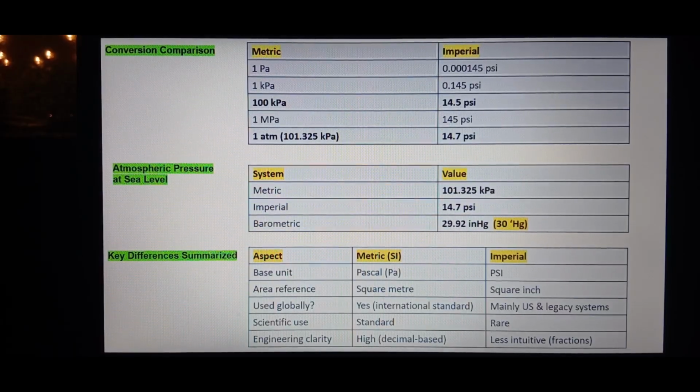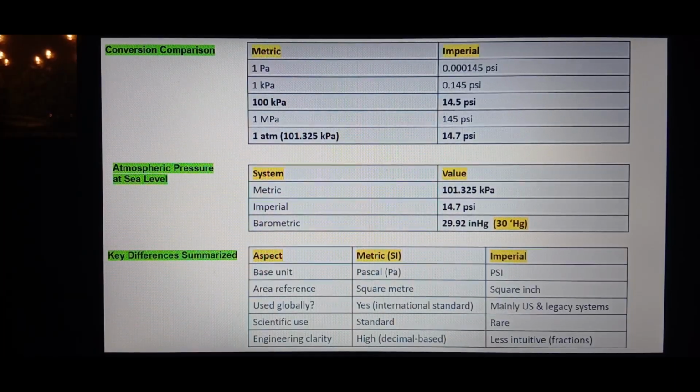Key differences summarized. If you look at the base unit for metric, it's Pascal. For imperial, PSI. Area reference is square meter, where imperial is square inch. Used globally, for metric, yes, international standard. For imperial, mainly US and legacy systems. Scientific use for metric is standard. For imperial, it's very rare.